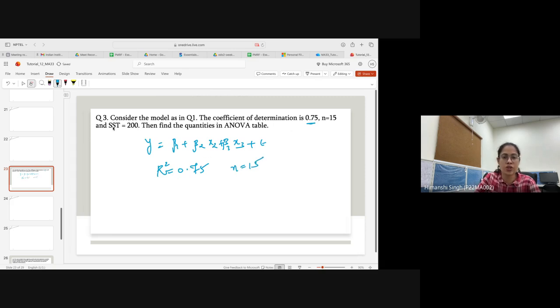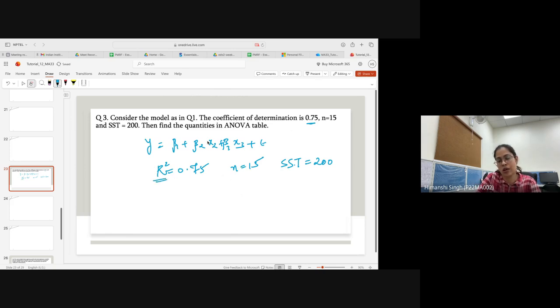Sum of square due to total is given as 200. Now I have R square, I have the sum of square due to total, and I have n to be 15. Now I want to find the quantities in the ANOVA table. So basically I want to make the ANOVA table. For the ANOVA table, I need the sum of square due to residuals, the sum of square due to regression, the degrees of freedom, the mean square, and the F statistic.